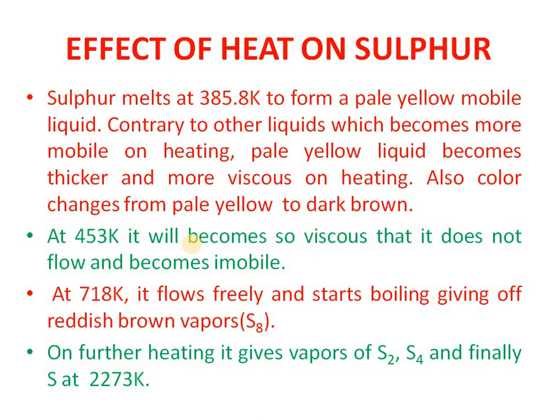This means that if you increase the temperature further to 718 Kelvin, earlier it was becoming more and more viscous, now it starts flowing again, it starts boiling and giving off vapors of S8. If you continue to heat, it will form vapors of S2, S4 and finally sulfur, which also gets broken into two atoms, that is, sulfur atoms at 2273 Kelvin. Now the point is, what is happening? The melting happened, the viscosity increased to a maximum, then viscosity decreased, then free flow, and then decomposing into S2, S4. So we can discuss why this is happening.